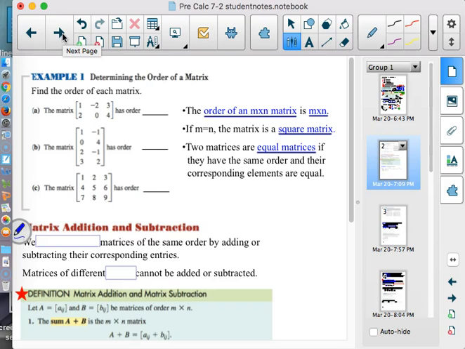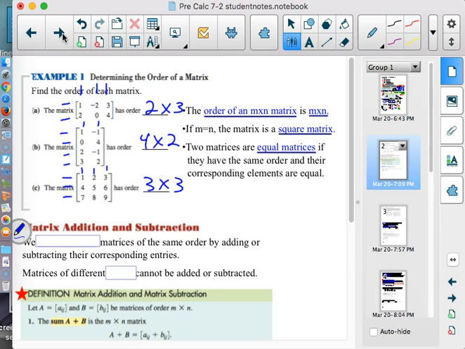So looking at A, if I want the order of this matrix, what I need to notice is it has 2 rows and 1, 2, 3 columns. So that is a 2 by 3. And yes, we use an X to stand for the by for matrices. And then the next one, 1, 2, 3, 4 rows, 2 columns. That's a 4 by 2. And then 1, 2, 3, 1, 2, 3, 3 by 3. So order is just how many rows does it have, and then how many columns does it have.